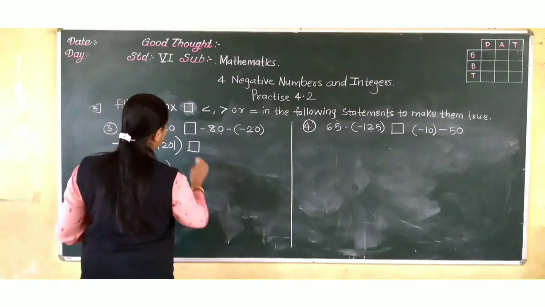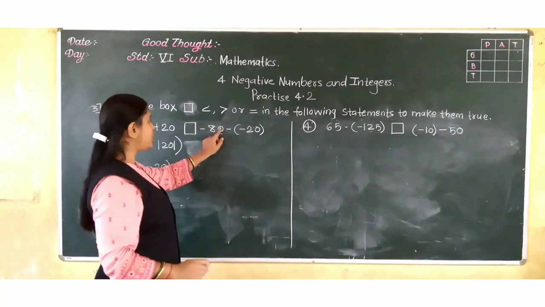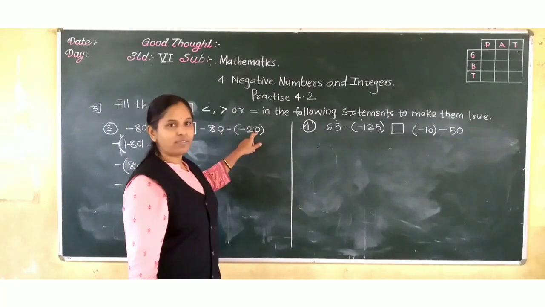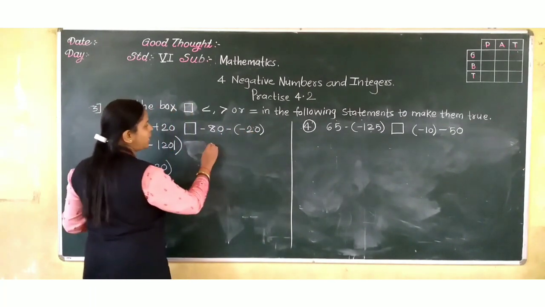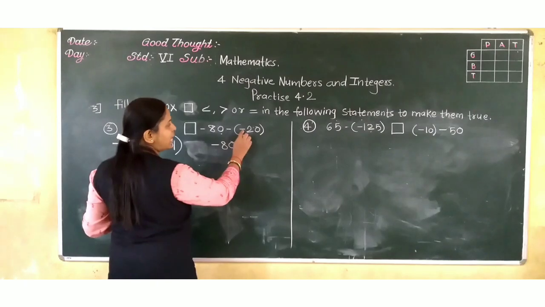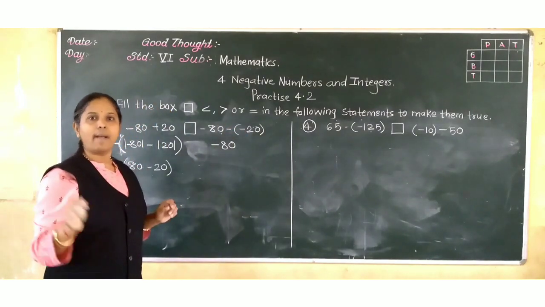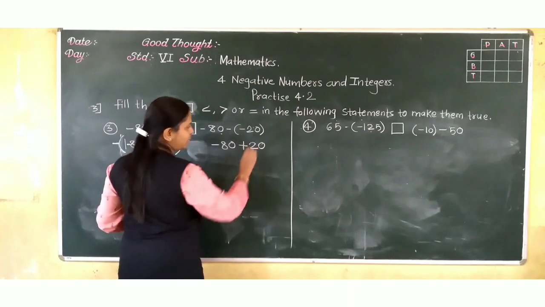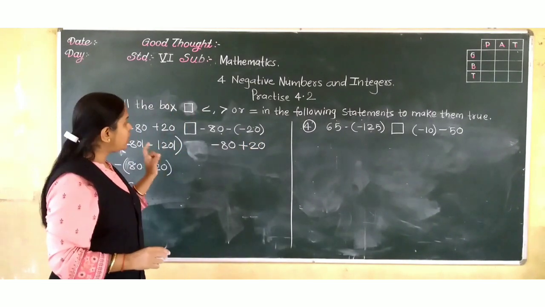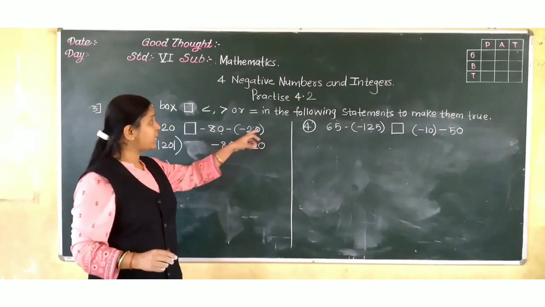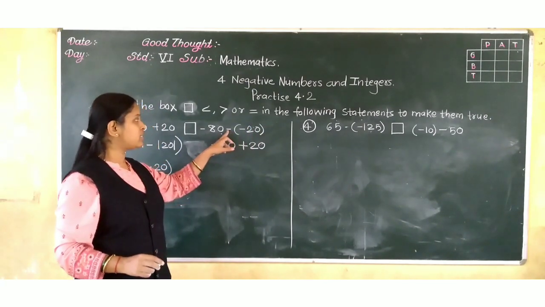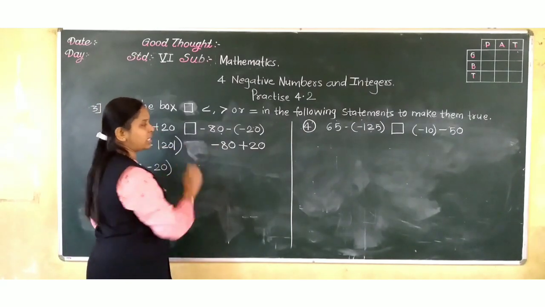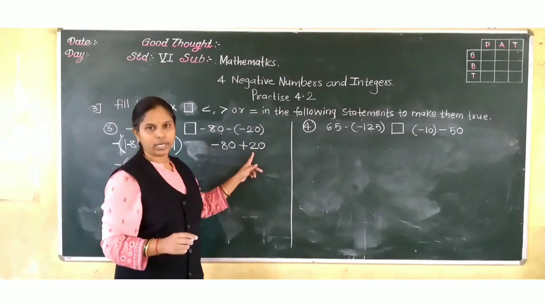Now here let us see. Here subtraction is there. So what do we have to do? We have to take the additive inverse of the subtrahend. So minus 80, and how to write that? See, like this. Correct? Now next, why did I take the additive inverse here? Because here subtraction is there. That's why.